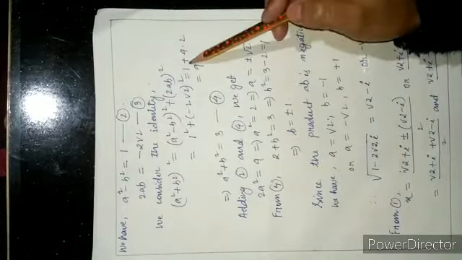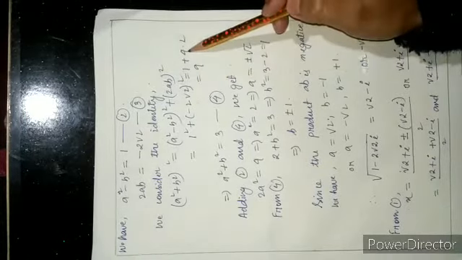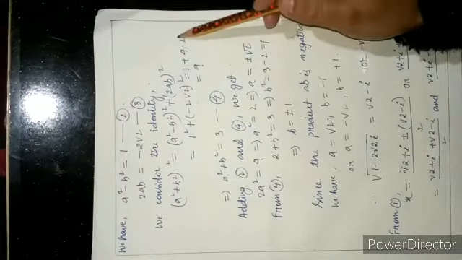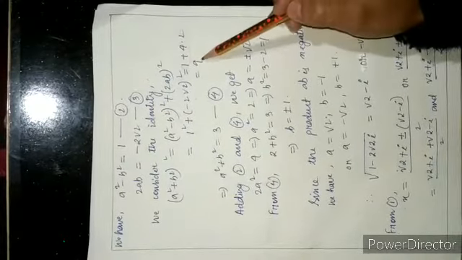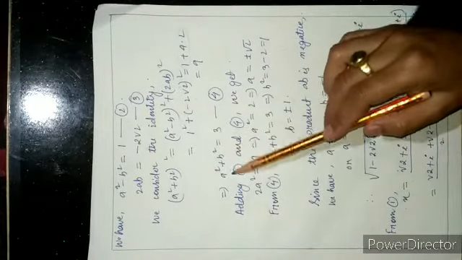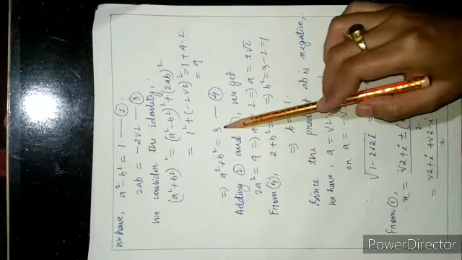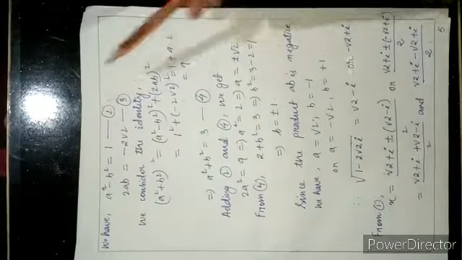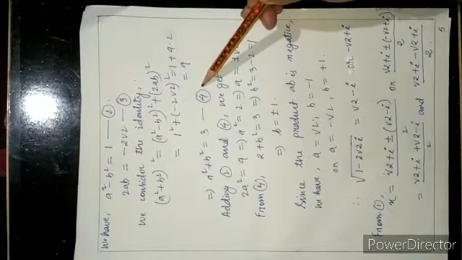1 minus 2 whole square, that is 4 into 2, it becomes 9. Taking square root on both sides. A square plus b square is equal to 3. Write equation number 4.